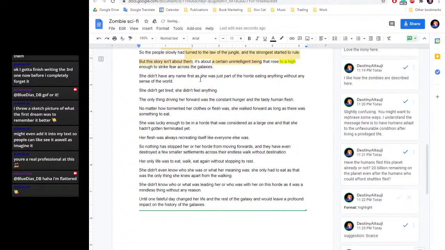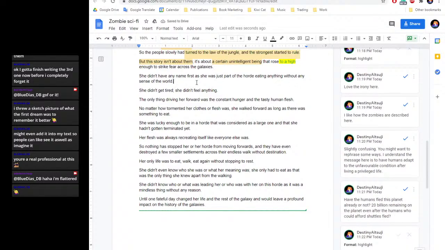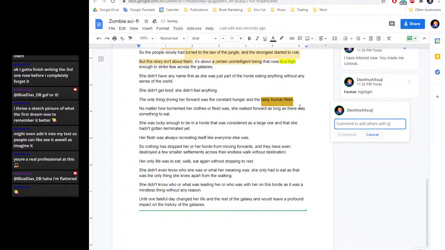Okay, so she didn't have the she. Oh, okay. Now we know more details. She didn't have a name at first, and it was just part of her horde, eating anything without any sense of the world. She didn't get tired. She didn't feel anything. The only thing driving her forward was the constant hunger and the tasty human flesh. Oh my god, I'll be scared. So no matter how tormented her clothes of flesh was, she walked forward as long as there was something to eat. Oh my god, a garment?